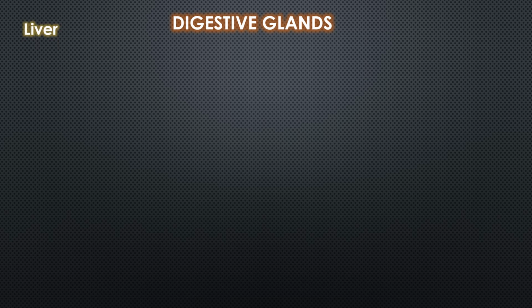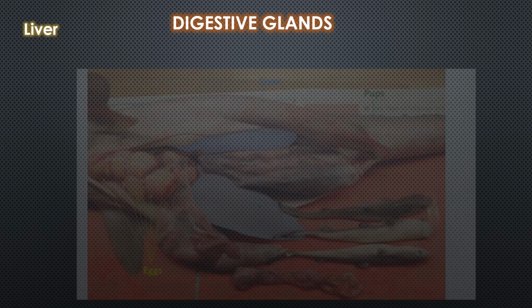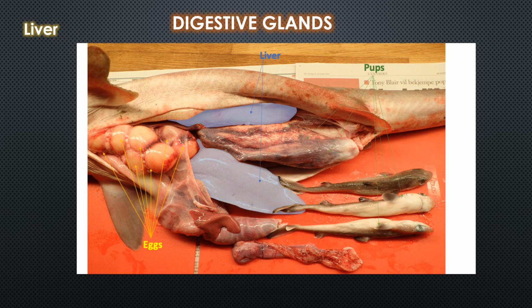Let's see the digestive glands of Scoliodon. The liver is an elongated gland consisting of two lobes which extends back along the greater part of the abdominal cavity. The two lobes are united anteriorly and attached to the septum transversum by a ligament but remain apart posteriorly.